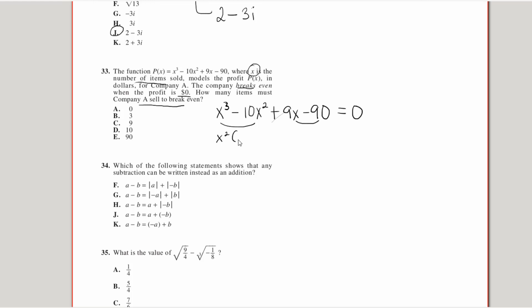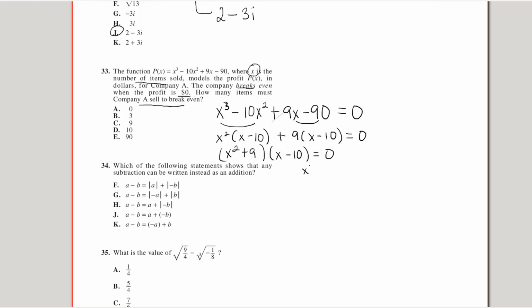I can pull out an x squared from here, and I have x minus 10 remaining. And then on the last 2 terms, let's pull out a 9, and we have x minus 10 equals 0. This is exactly how I wanted it to work, because now I can combine these into x squared plus 9 times x minus 10. We rewrite that and set it equal to 0.